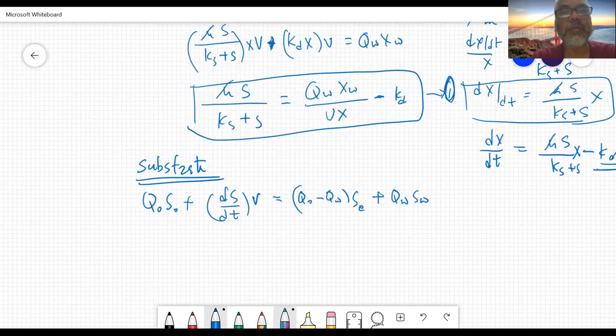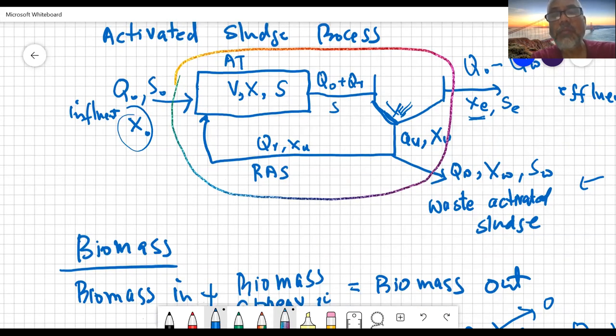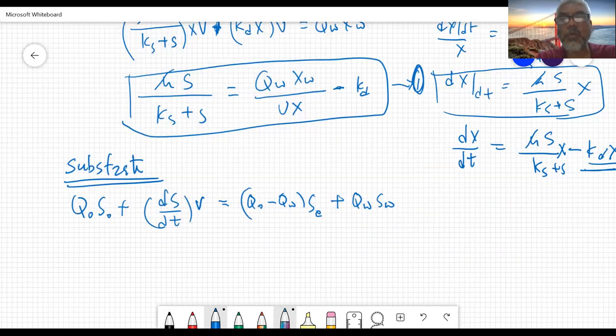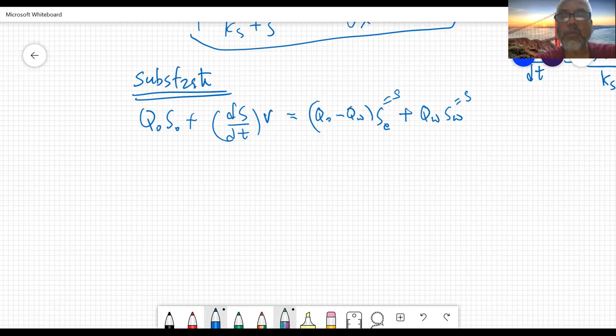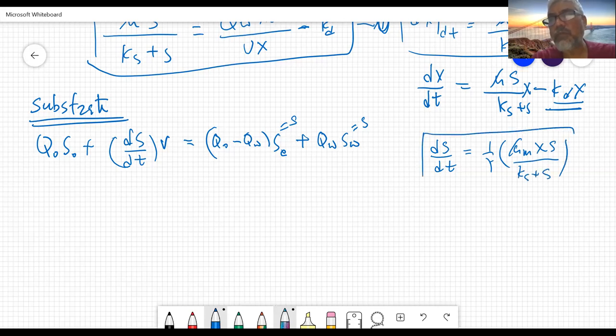Now remember this picture. Substrate is coming in here. If we assume that there is no reaction occurring in the primary clarifier, the primary clarifier is just separating the biomass, then this substrate here and this substrate here will be the same. In this case, we can assume that this substrate Sw is S and this SE is also S. And remember before also when we were talking in the last semester, we mentioned that dS/dt, or change of substrate with time in the aeration tank, is 1 by Y mu m X S over Ks plus S. This term we have discussed in the last class.